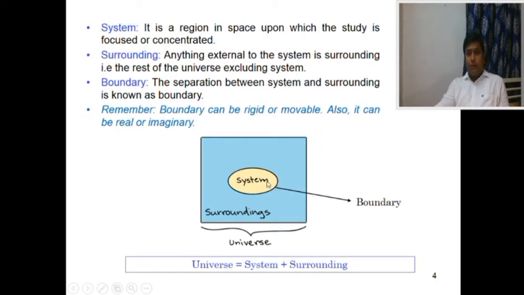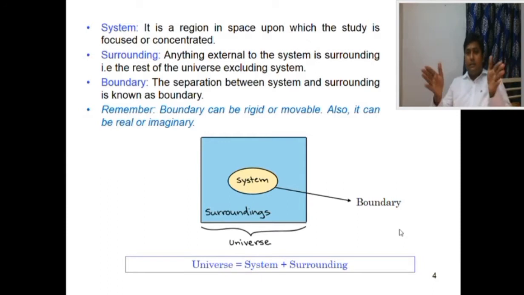Now what about the external to the system? This system is separated through a layer that we call a boundary. Anything external to the system is the surrounding, and this thin layer which separates the system and surrounding is the boundary. This boundary is also important. Remember, this boundary can be rigid, it can be movable, or it can be real or imaginary.